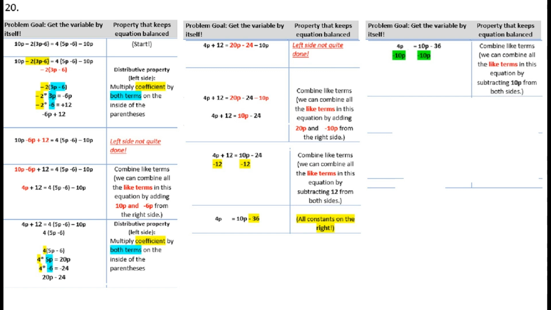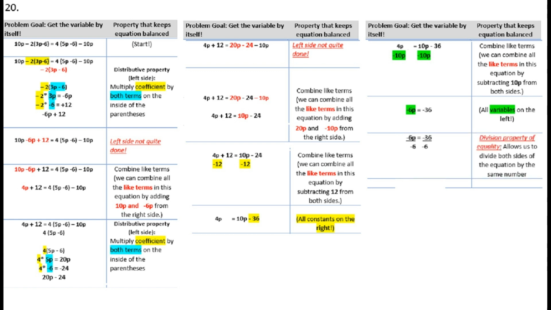And it should say 12 minus 12 and 24 minus 12. All right, so 4p equals 10p minus 36. Negative 24 minus 12 is negative 36. Now over here, we have 4p equals 10p minus 36. Subtract 10p, negative 6p equals negative 36. Divide by negative 6, p equals 6. All right, p equals 6.